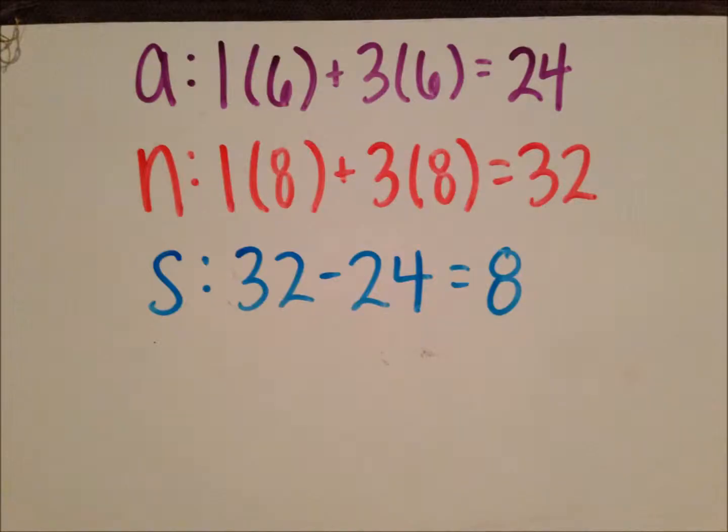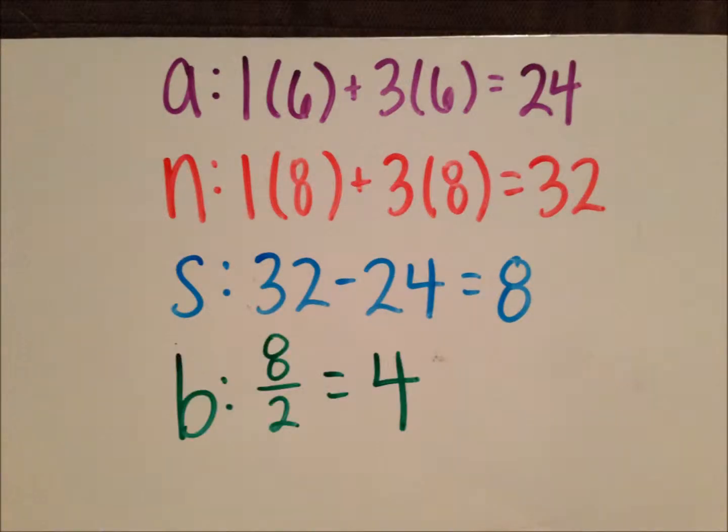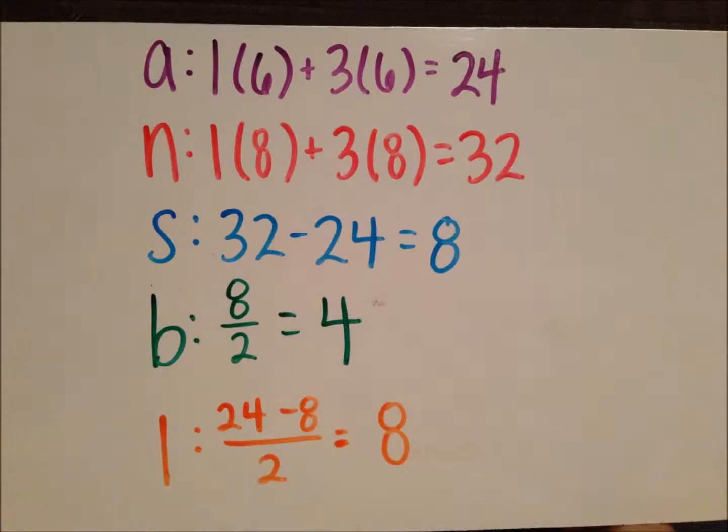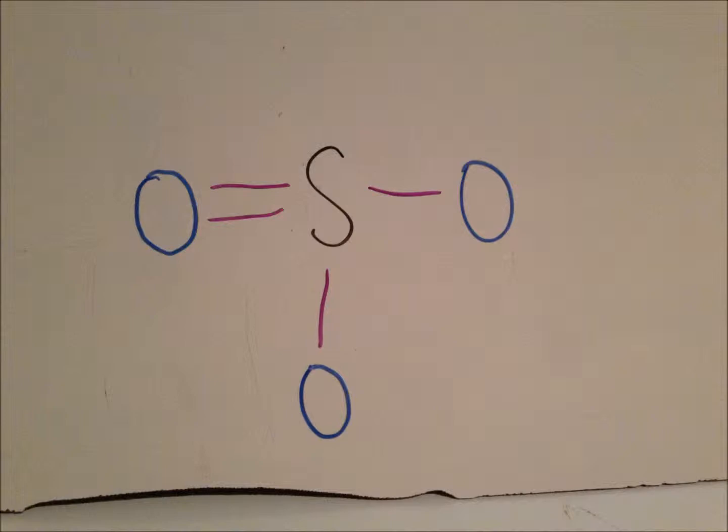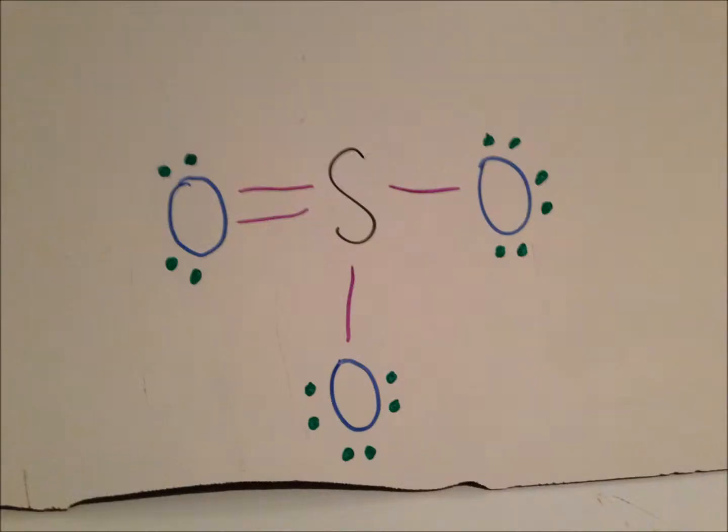For S, you take N minus A, so you take 32 minus 24, which is 8. To find the bonds, you divide 8 by 2, and you get an answer of 4, so that means there are 4 bonds in this compound. To find the number of lone pairs, you take 24 minus 8 and divide that by 2. The total number of lone pairs in this compound is 8. Then you put an oxygen with each bond. Next, you fill in the 8 lone pairs around the oxygens.